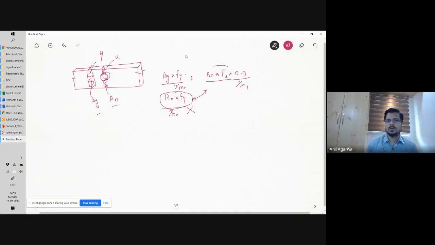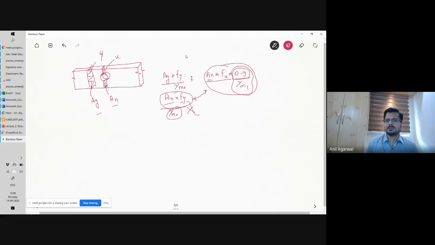Leo, I was not sure what you meant. See, that 0.9 is a made up factor, right? So let's not consider 0.9, and gamma m1 also, we can talk about where gamma m1 comes from. Let's not include the factors in the discussion. If we remove the factors, then you have one limit state, which is yielding of the net section, An multiplied by Fy. And this is the other limit state, which is rupture of the net section, which is An into Fu.